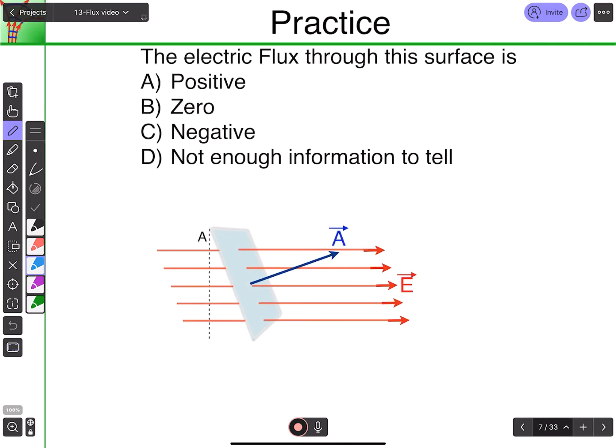Okay, that's a straightforward example. So have a look at this one and think about it. The electric flux through this surface, is it going to be positive, 0, or negative? I'll give you a second to think about it.